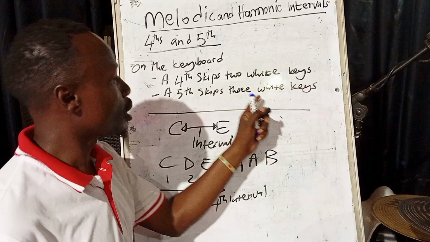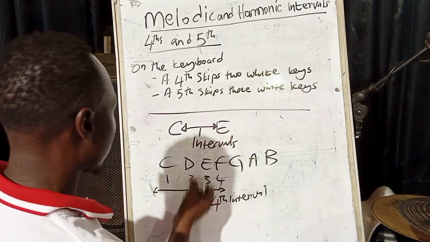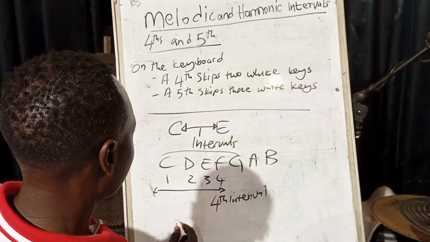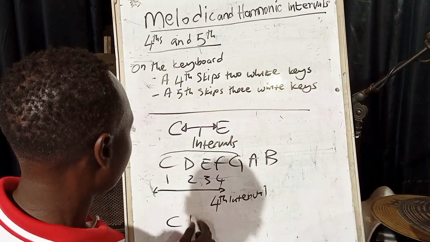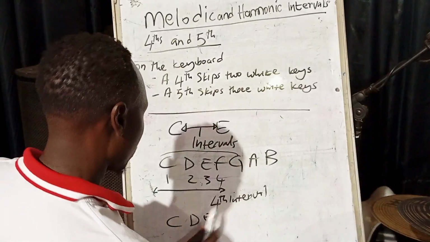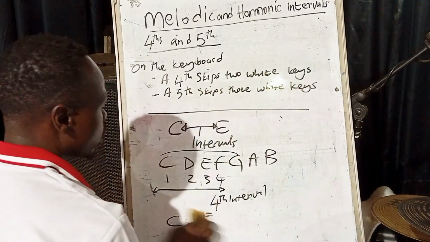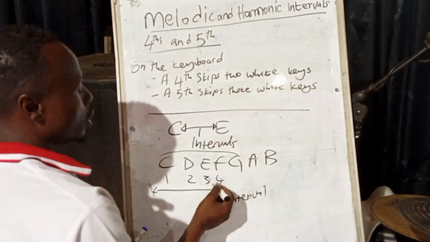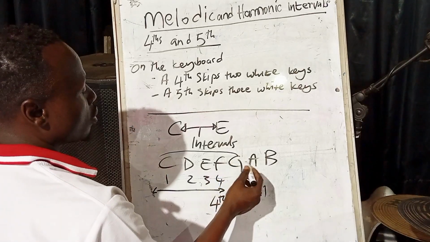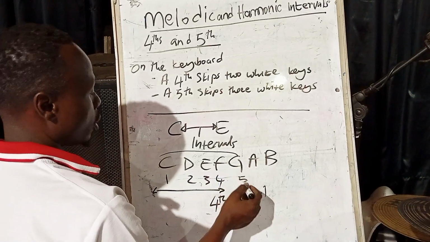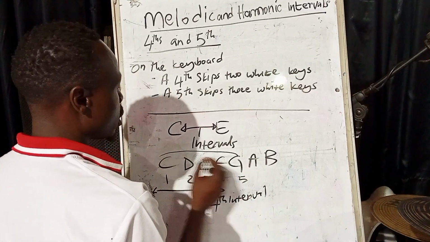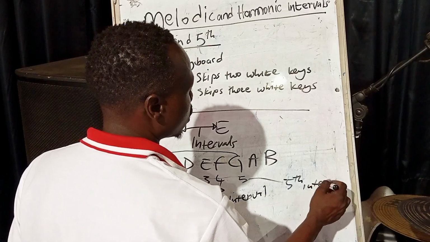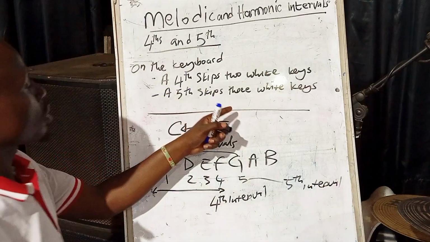Then let's look at a fifth. A fifth skips 3 white keys. So what is our fifth in the key of C? Our fifth is G. We count from C: this is 1, D 2, E 3, F 4, then to G. G is our fifth. So from C to G is our fifth interval, and a fifth skips 3 white keys.